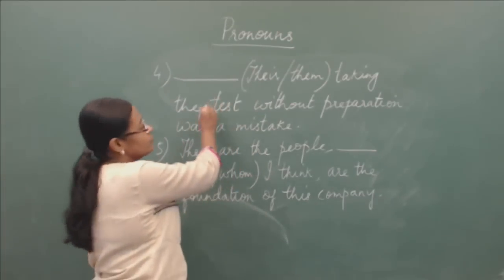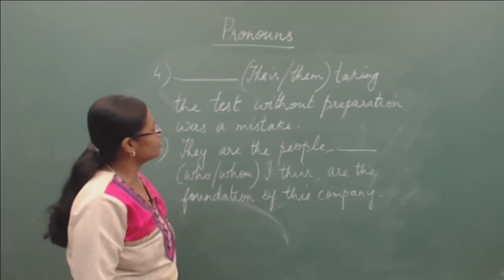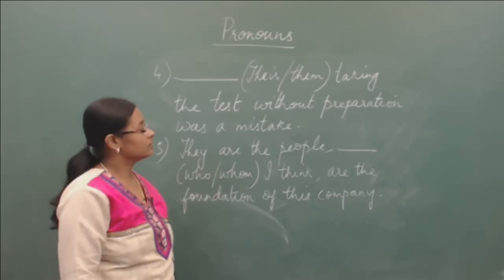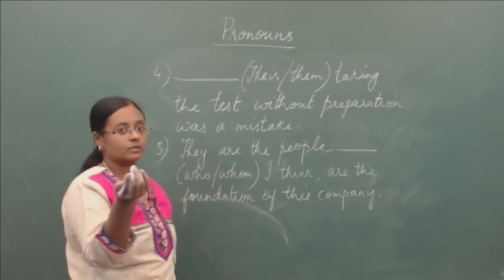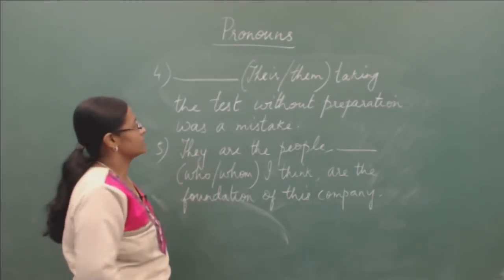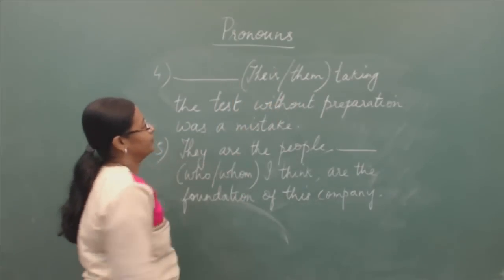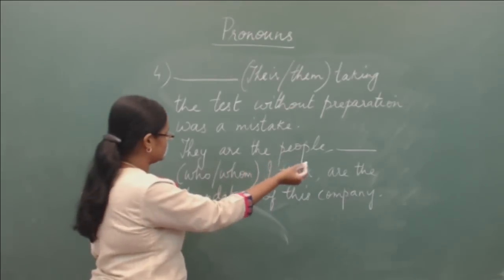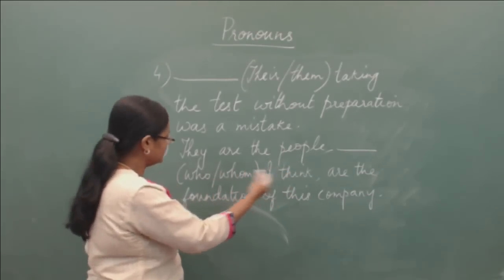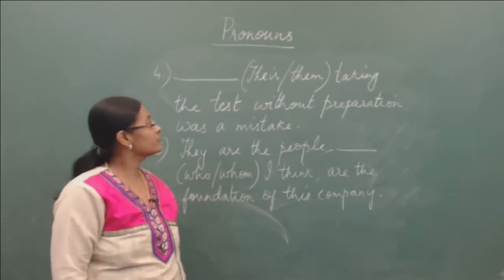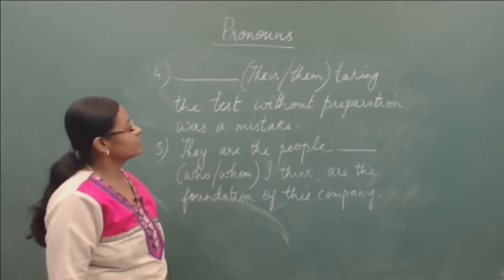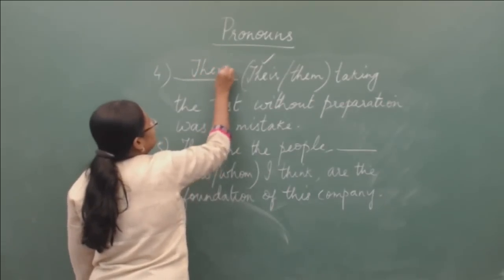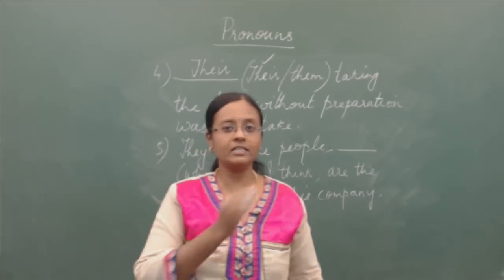Do we have answers for the fourth one? Dash, taking the test without preparation was a mistake. A group of people taking the test. So is it they or them? They are the people, who or whom I think are the foundation of this company. They are taking the test. Yes, that's right. Good. And do you know the reason? Can you explain why it is they?